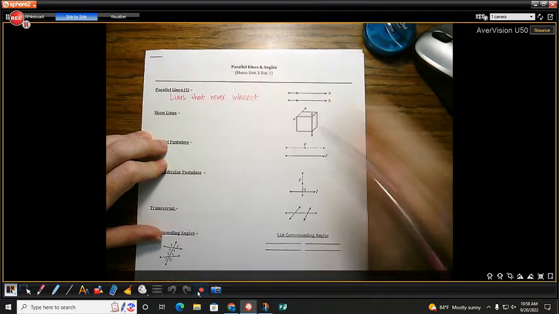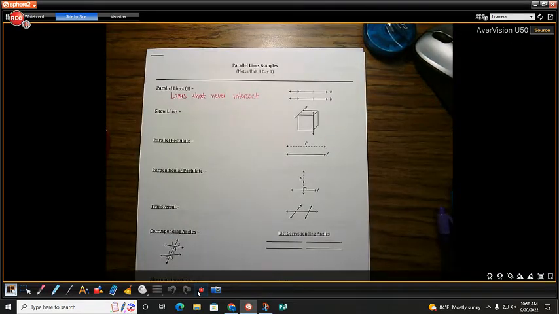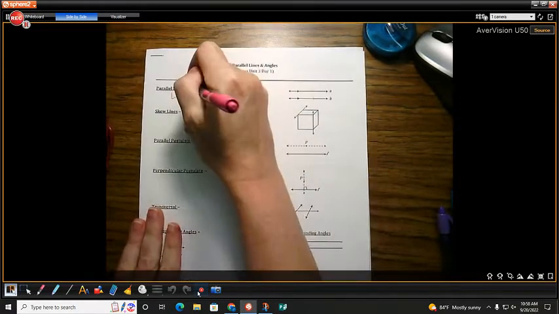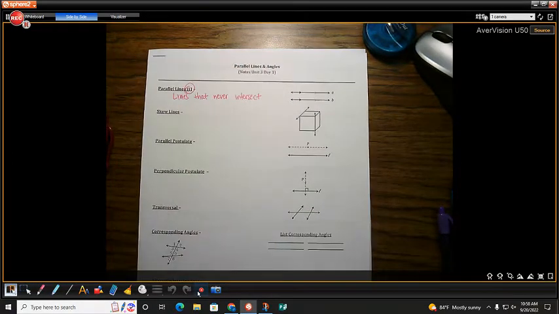Lines that never intersect in our geometry. Okay? They don't intersect. And we have a cute little symbol for parallel. It's those little lines up and down. Why don't we do them sideways? Because it would look like an equal sign and then we'd be confused.